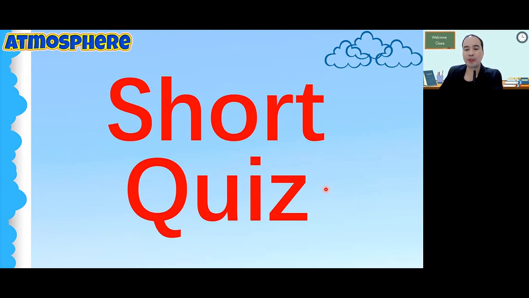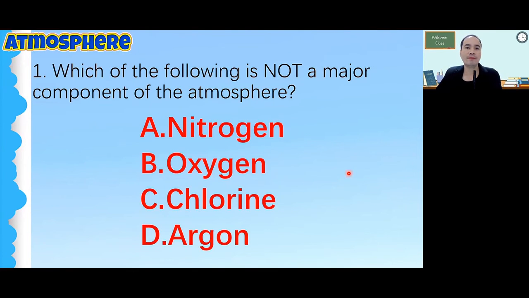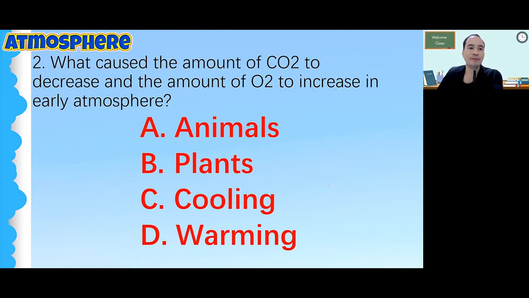We are now in your short quiz, so this will check your understanding of our lesson. Okay, number 1. Which of the following is not a major component of the atmosphere? A. Nitrogen. B. Oxygen. C. Chlorine. D. Argon. You can pause the video to think of the correct answer. Okay, so the answer is letter C. It's chlorine.